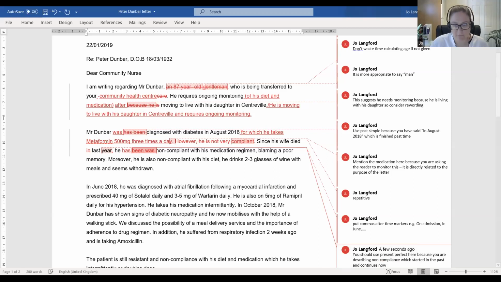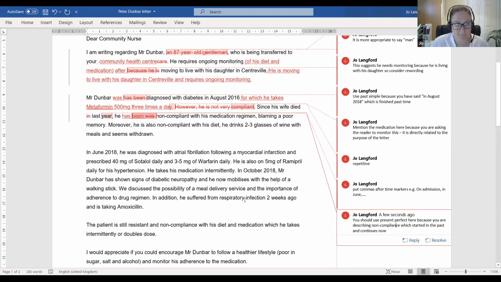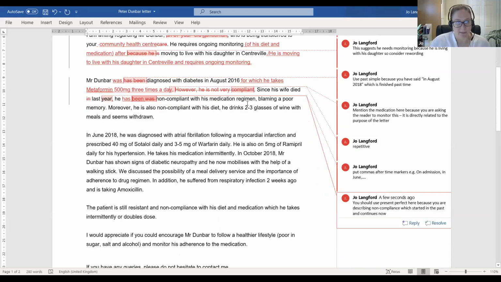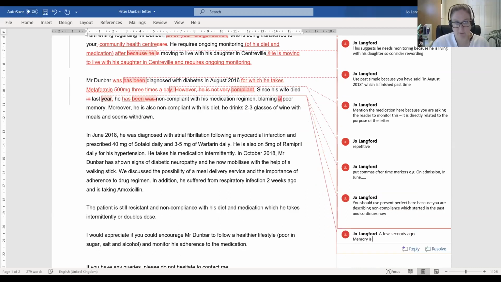Okay, so let's move on. Blaming, so he's non-compliant, blaming his memory, no article, memory is uncountable. Okay, memory is uncountable. Moreover, he is also non-compliant with his diet. Yes, this is true, but moreover is not appropriate. It's too academic.